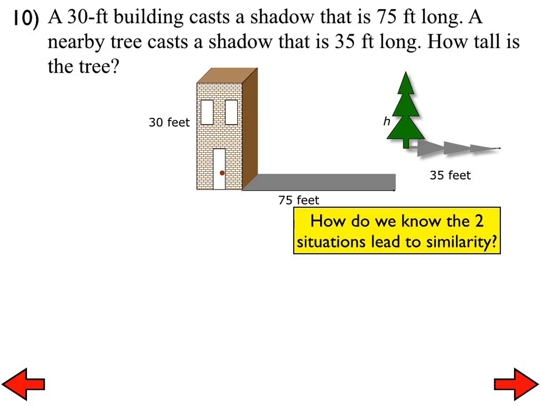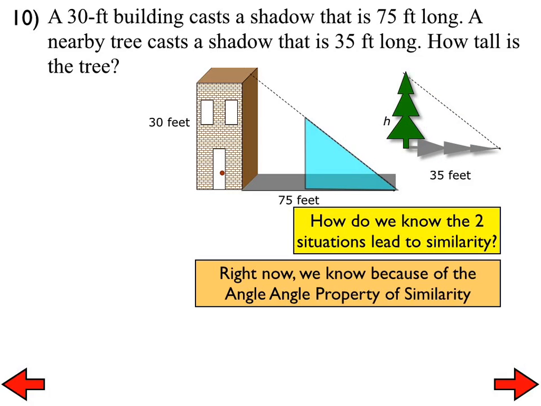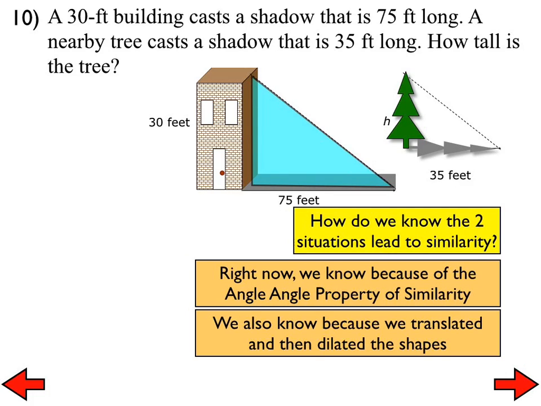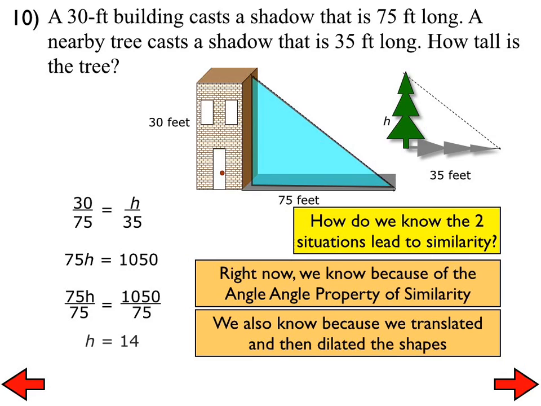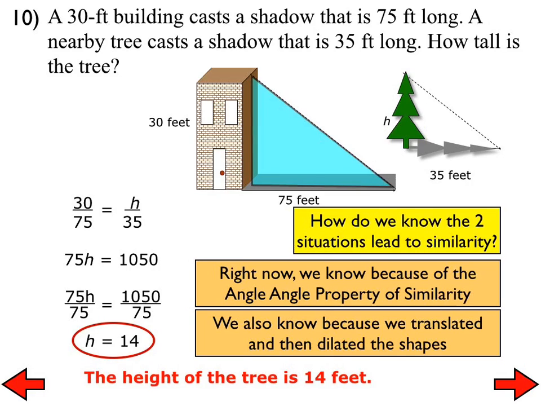We've been talking a lot about transformation. So if I create triangles here and take the tree and the shadow length and I translate it over and I dilate it, I clearly see that we have a situation that leads to a similarity. So getting back to finding the tree height, we could set up a proportional relationship, solve the proportion, and we can see that the tree is 14 feet tall.